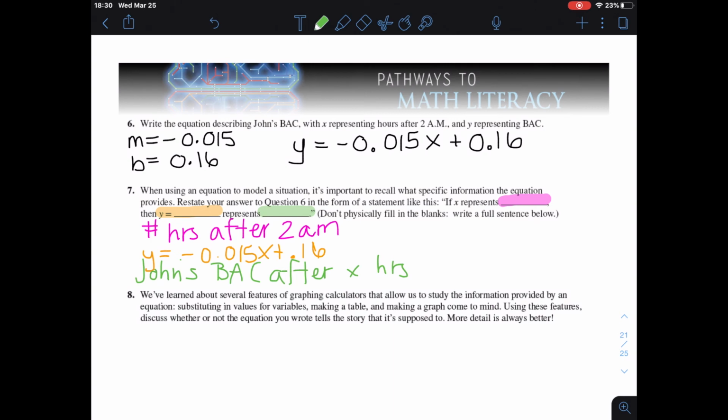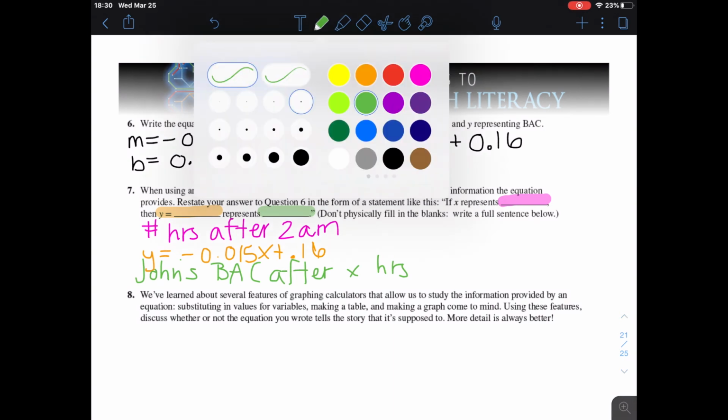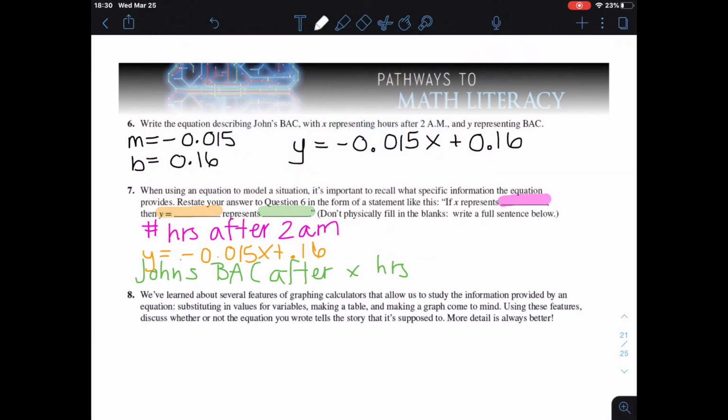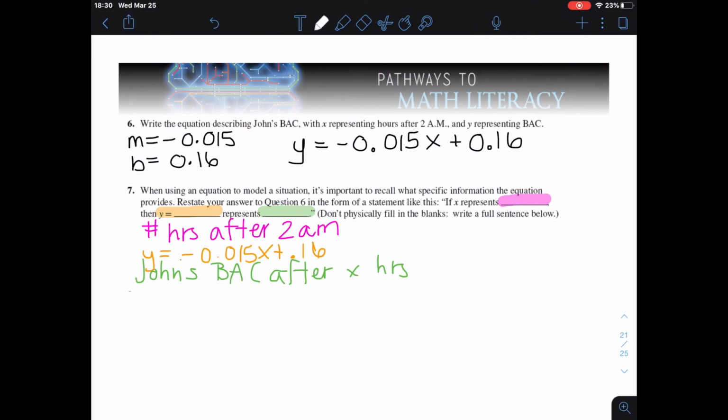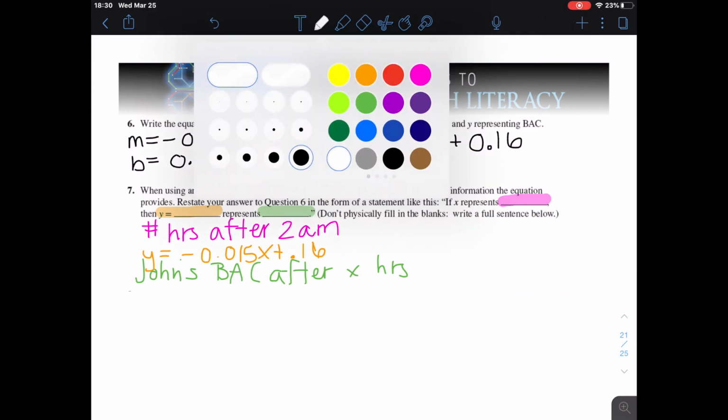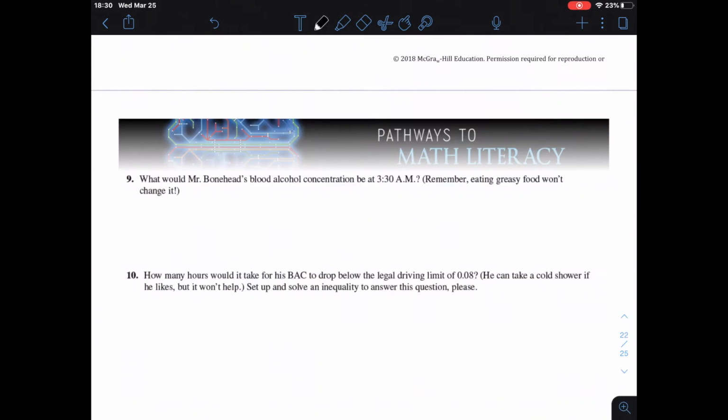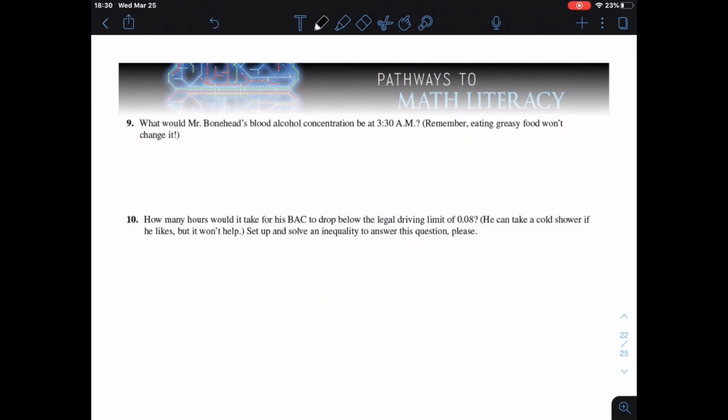Okay. So this next question we're going to get to ignore because we're not really doing anything with graphing calculators, so don't worry about it. Okay. Let's move on to the next one.